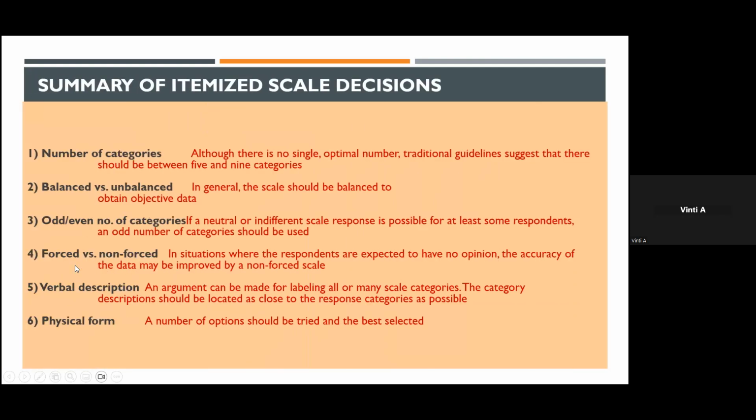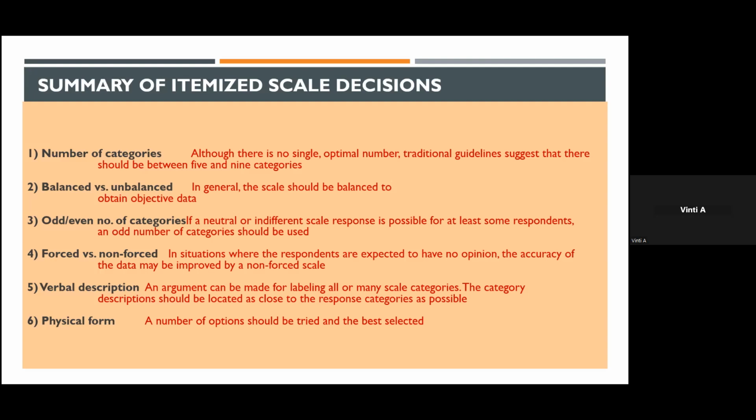And you can have a number of categories. It can be 5 to 9. It can be balanced, it can be unbalanced. For example, if you have a 5-point scale, it is a balanced scale, but you can have an unbalanced scale, let's say 1 2 3 4. So that's an unbalanced scale. Let's say you say average, medium, good, very good, excellent, right? It's not exactly balanced because you don't have a negative part of it.